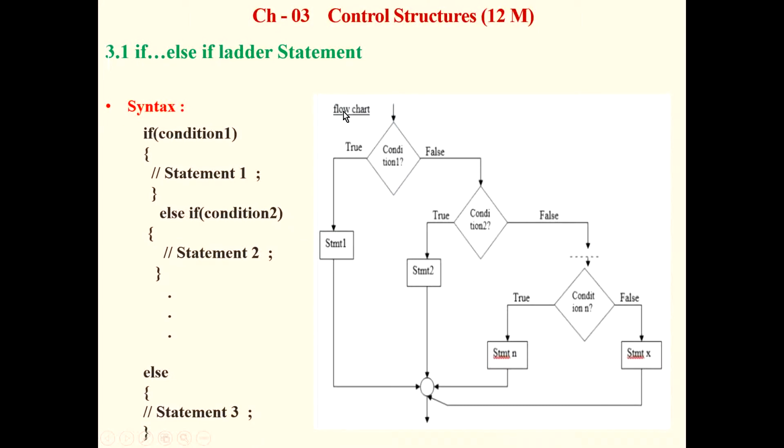Here I give the flowchart of the if else if ladder. If the first condition is true, then statement 1 is executed, and then it goes outside the if. If condition 1 is false, then it checks the second condition. If the second is true, then it executes statement 2, that is associated with the true condition, and goes outside. If condition 2 is false, then here we can check any number of conditions. If all conditions are false, then it executes the default statement, statement X. So this is the if else if ladder statement.